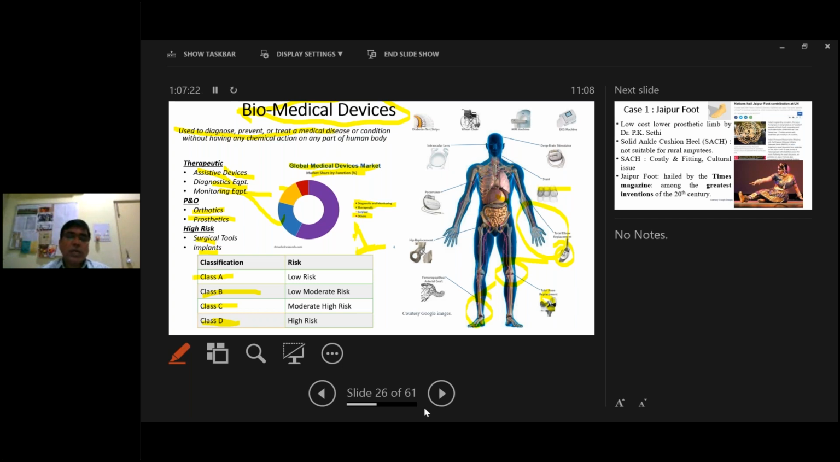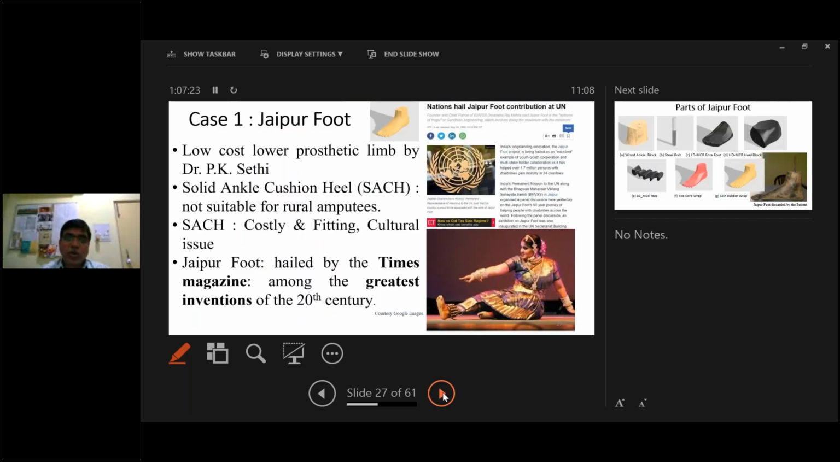Now let's move on to one case. One case where I am right now in Jaipur, and whenever I go out of India and introduce myself, saying I am from Jaipur, people say, "Oh, Jaipur foot," particularly those people in the academic world or the biomedical world, right?